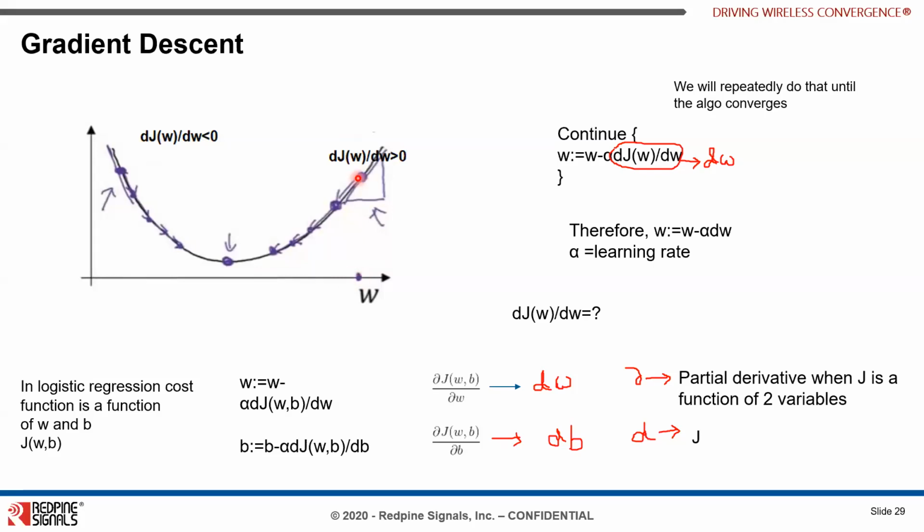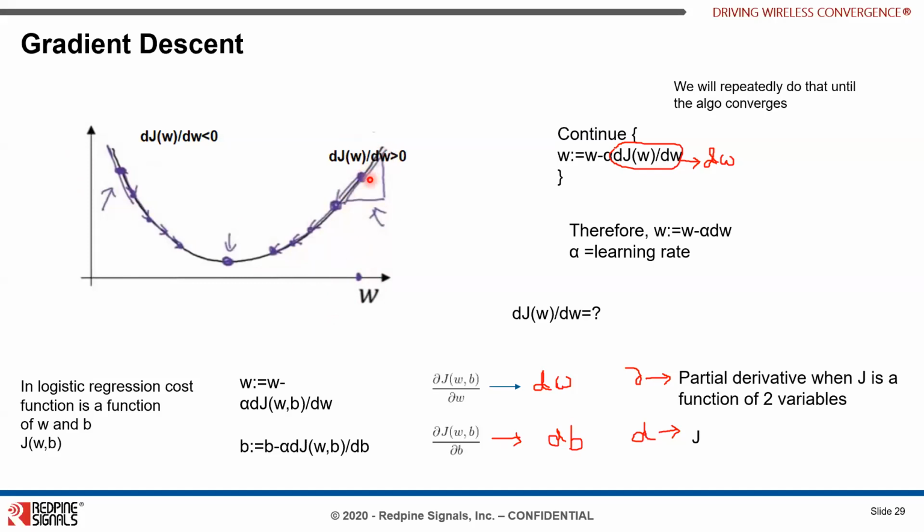You will find the slope here. At this point, you find the slope. This slope is positive because at this particular point, if I increase W, the value of J will increase, and if I go left, the value of J will decrease. So this is a positive slope, because if I go right, the value will increase. It's a positive gradient.